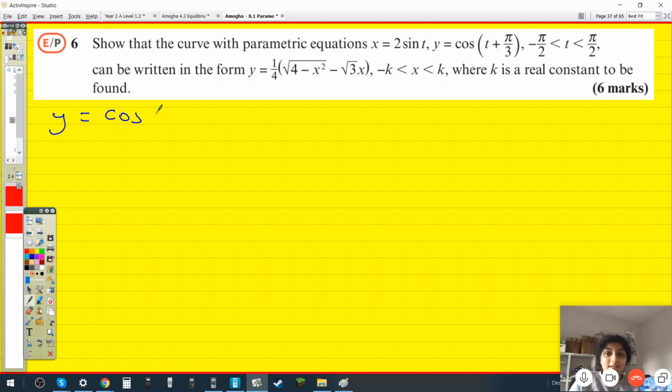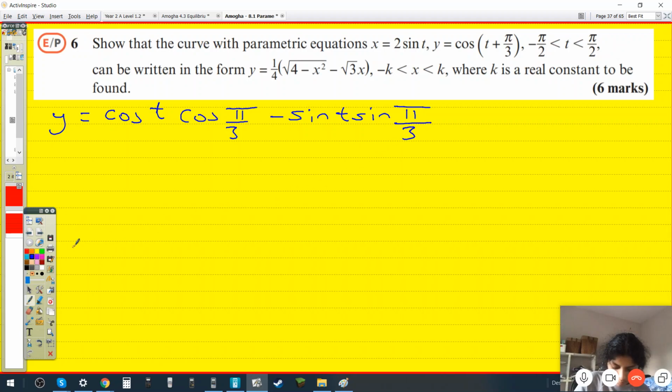Well, I know it's minus. I think it's cos t something. Yeah. Like cos A cos B minus sine A sine B. I think that's what it is. Right. What is next?